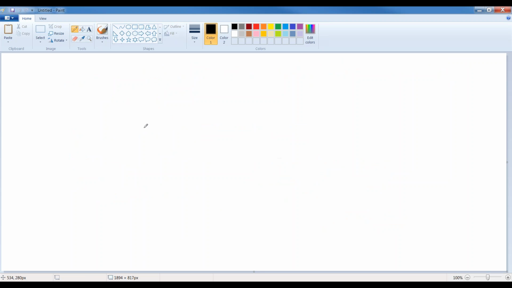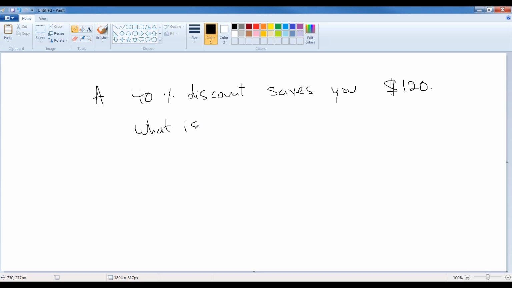What if I told you a 40% discount saves you $120. What is the price? Well, here again, let's define the three terms. We want to define the R, define the B, and define the percentage representation. In other words, the number that corresponds to the percentage.